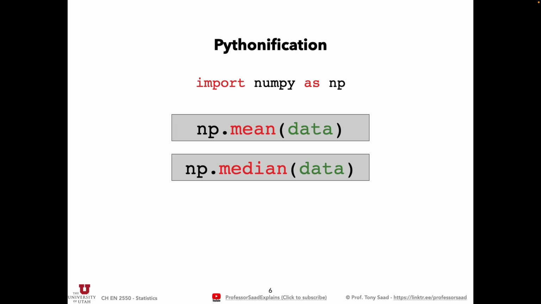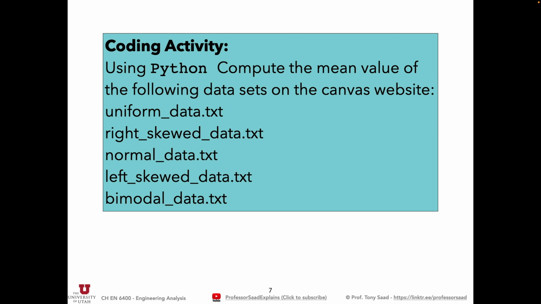So let's do our coding activity here with a little bit more serious data. I want you to download from Canvas. They're not on the module, unfortunately, because I didn't publish the modules, apparently. But they are in the files directory on Canvas. You will see uniform data, right-skewed data, normal data, left-skewed data, bimodal data. Just download all of those data files and put them in a local directory and open a new Jupyter notebook next to it. What are we going to do next?